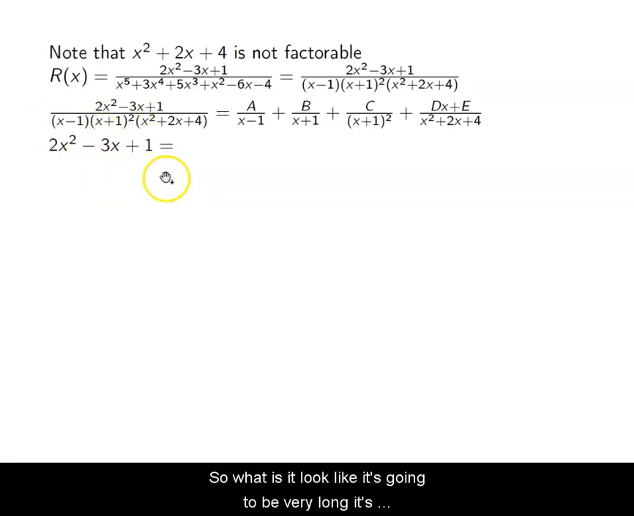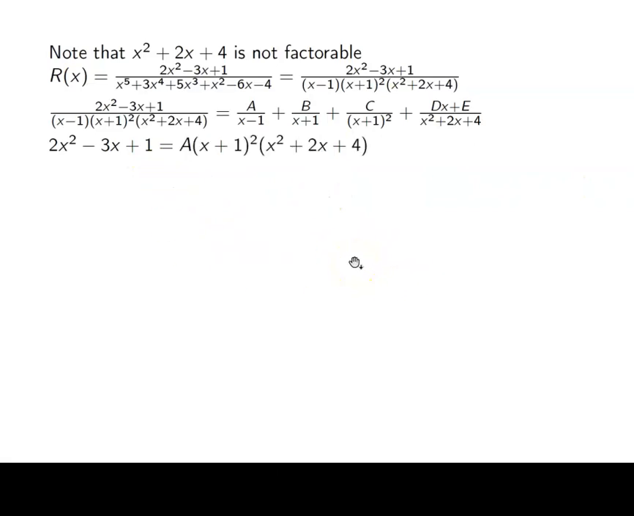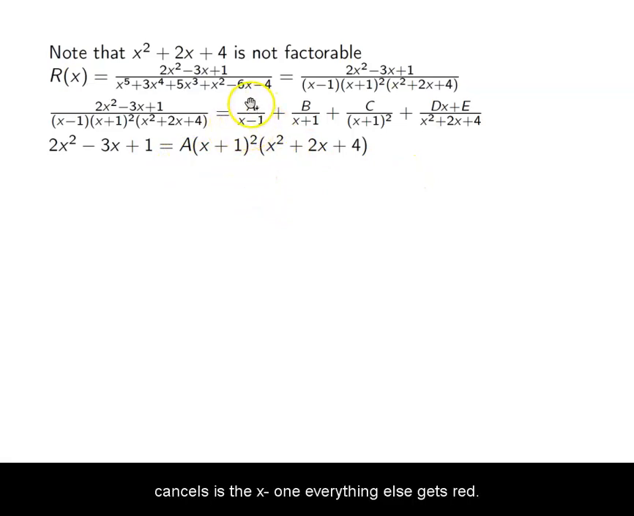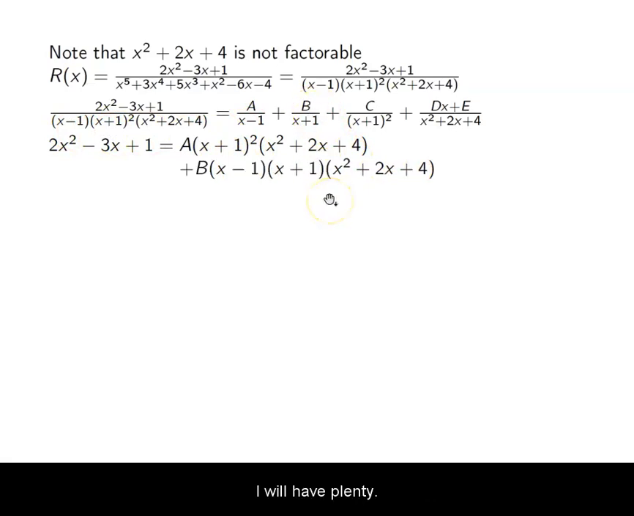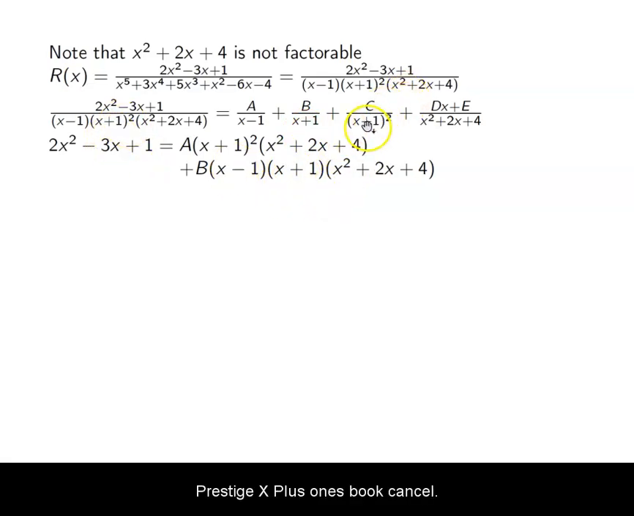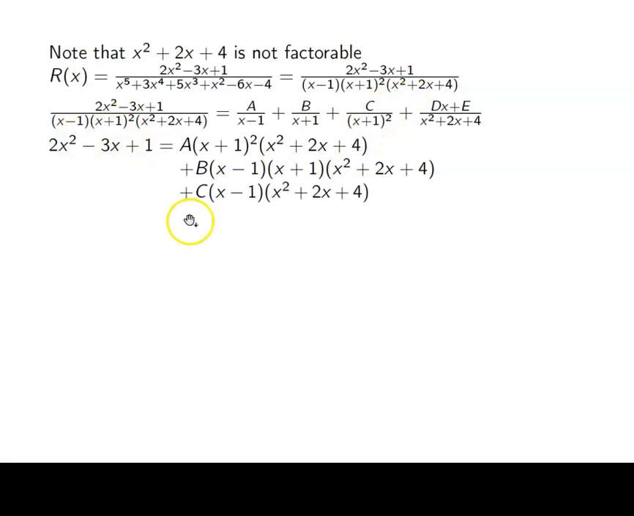Okay. So what does this look like? It's going to be very long. It's going to kind of wrap around to the next lines. So a will be multiplied by this. So again, the only thing that cancels is the x minus 1. Everything else gets written. I will have plus b, where only one of the x plus 1s cancel. So I still have the other one. Okay. For c, the x plus 1s both cancel. So I have x minus 1 in the quadratic. And for the last term, I will have everything but the quadratic term. Oh, I was able to fit it on here.